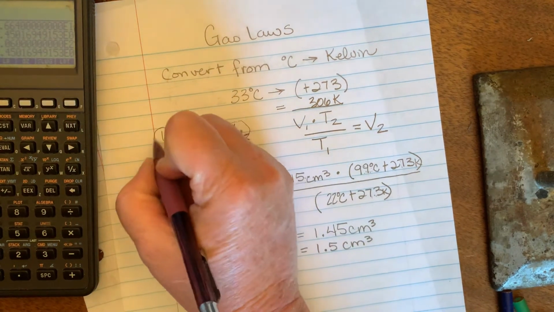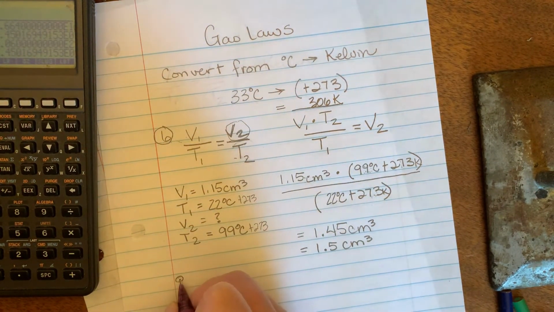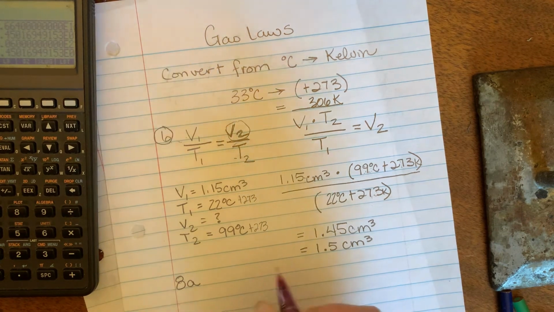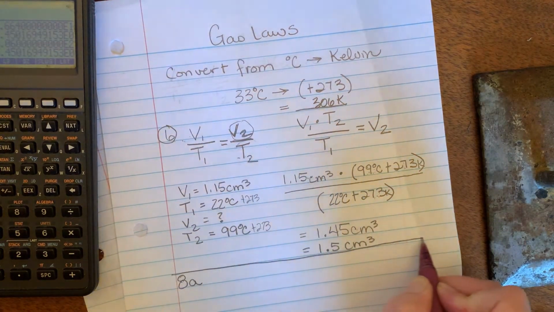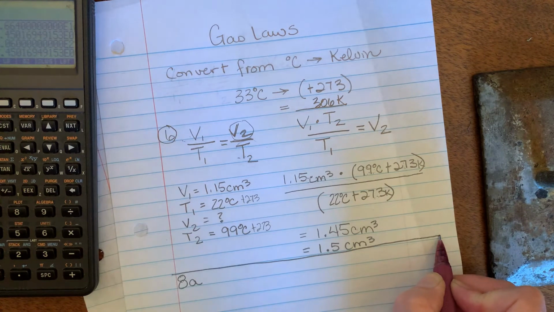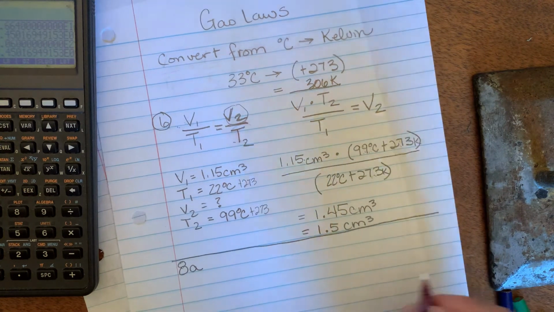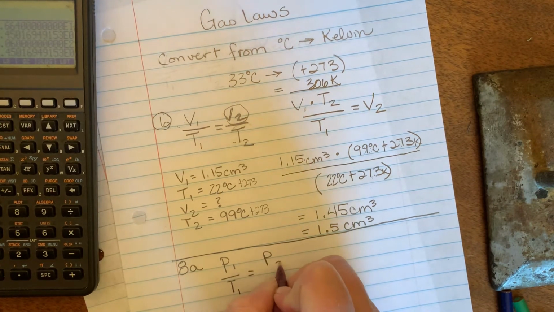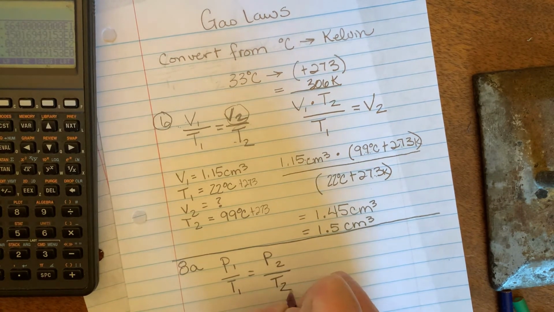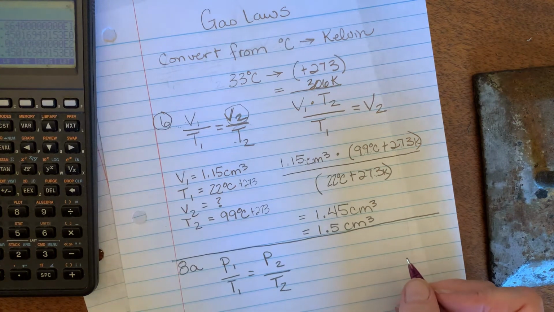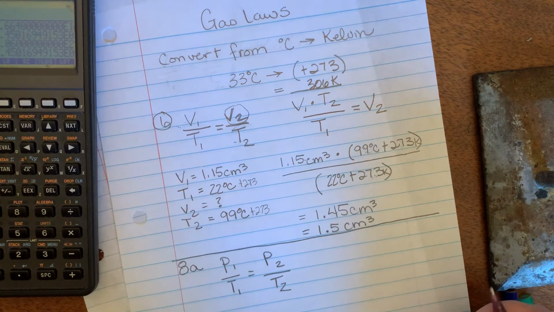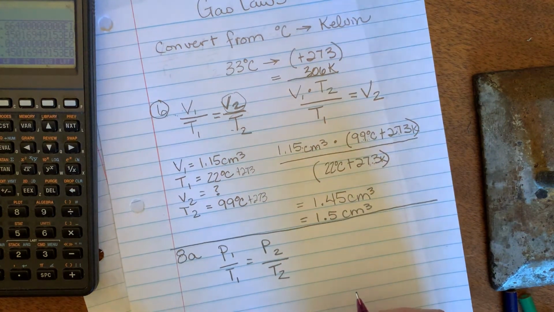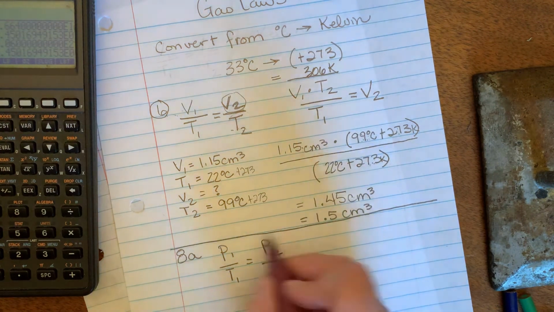We wanted to not only do 6, but I wanted to do 8. Is that right? 8A today, which is a new law. It's Gay-Lussac's law. And it works by P1 over T1 is equal to P2 over T2. And we are going to continue to do the Kelvin conversion. So in 8A, well, let's first rearrange the equation.